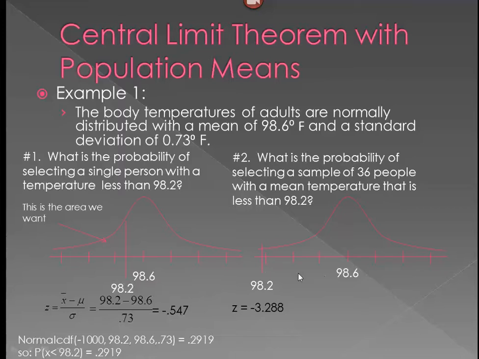And we can see how likely it would be to be less than that by finding the probability of that area to the left. And so we replug in the same thing here, except we've changed 0.73 to 0.73 over the square root of 36, giving me 0.0005 as my probability.